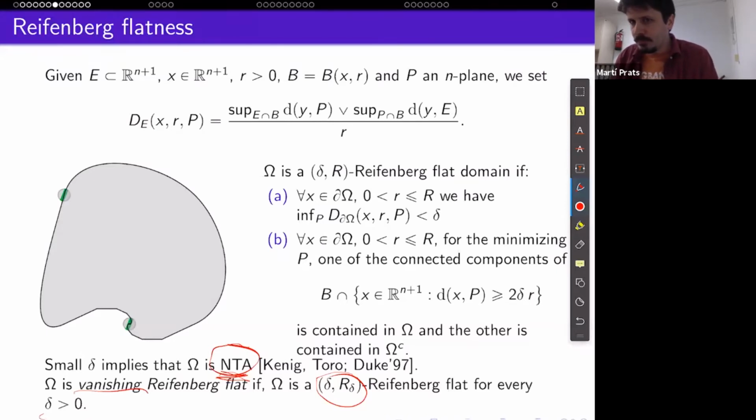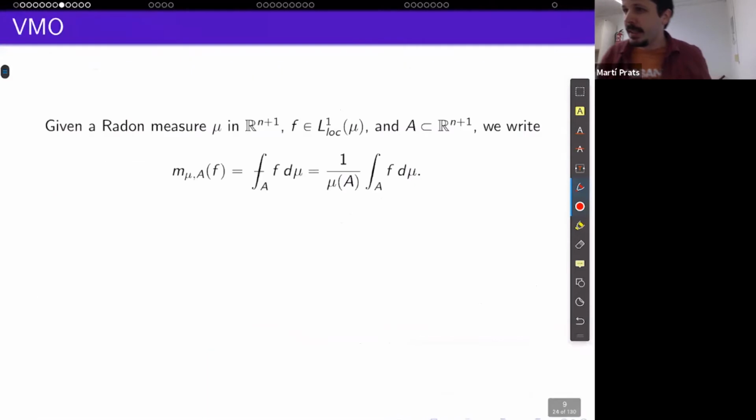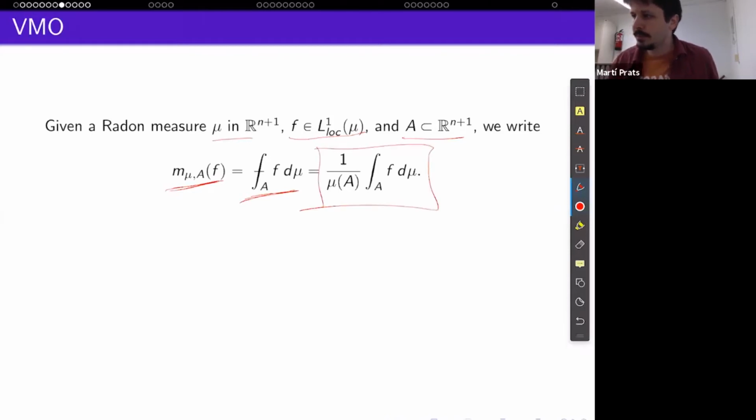Is it clear? You can interrupt whenever you want. So of course you know that. This is Reifenberg flatness. Let's say what is VMO. We take a measure mu and a function that is integrable with respect to the measure, at least locally. And let's take a set E, which should be measurable, I guess. Then we write the mean of the function f with respect to this measure in this set. And it's exactly what you expect, the mean.